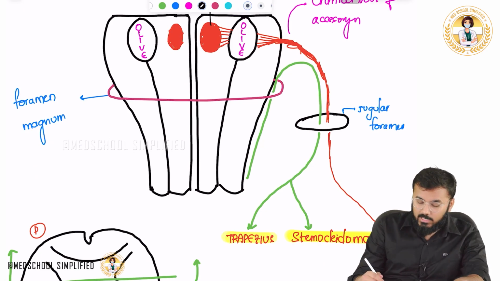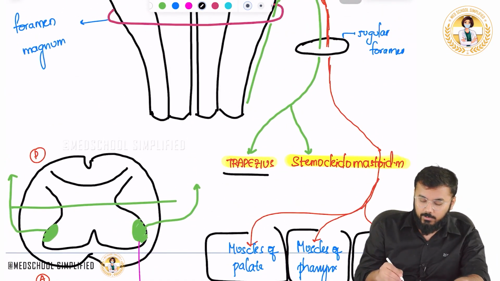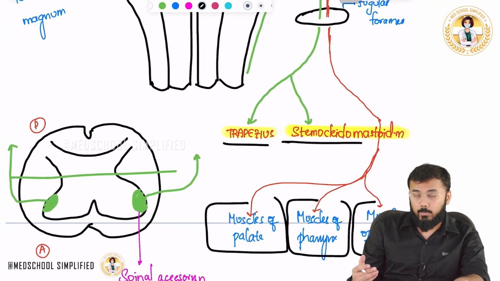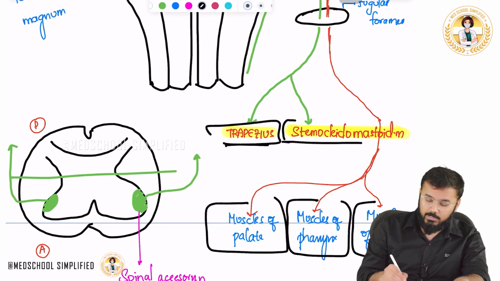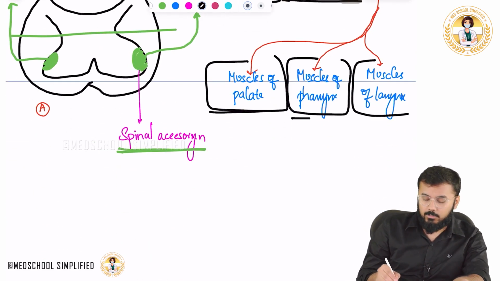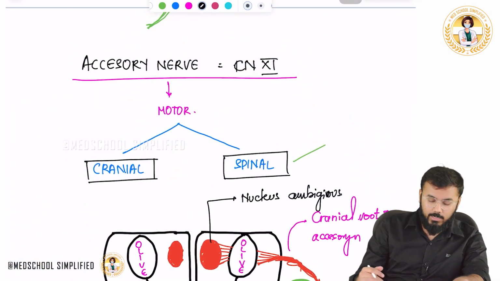Okay, so these are the two important roots which you need to know. One is the spinal root, which gives innervation to the trapezius and sternocleidomastoid. Another one is the cranial root, which gives innervation to the muscles of palate, pharynx and larynx, right? So this is all you need to know regarding the accessory nerve.